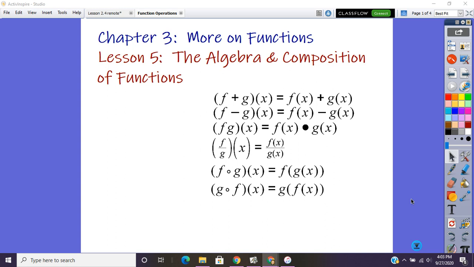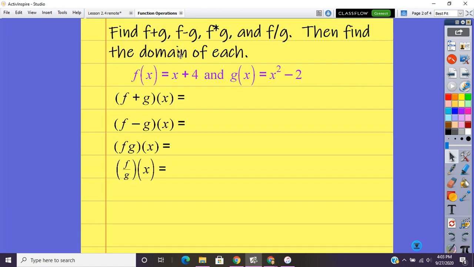In this lesson, we're going to talk about the algebra and composition of functions. A lot of this is combining like terms and multiplying and doing various things that you've already done, but we're going to do it with multiple functions. We're going to talk about addition, subtraction, multiplication, and division first, and you have to find the domains of each of these. Addition and subtraction and multiplication are probably the easiest ones to do. Division is still fairly easy, but it does have a little bit more involved when it comes to your domain.